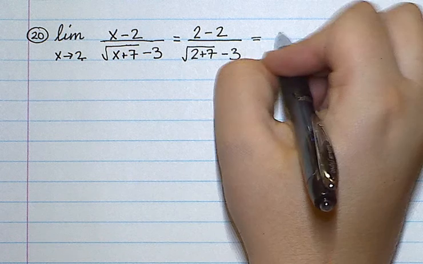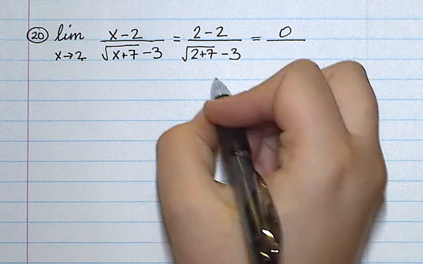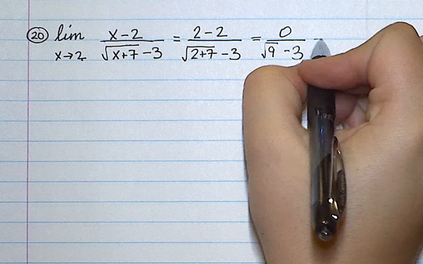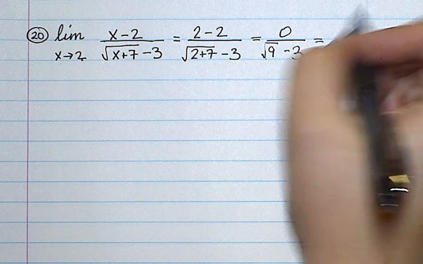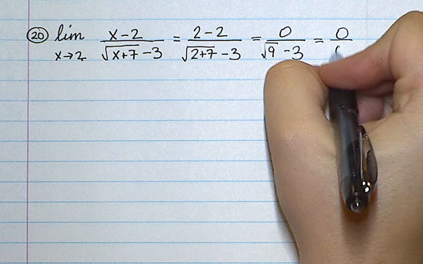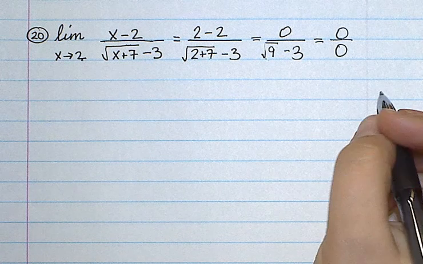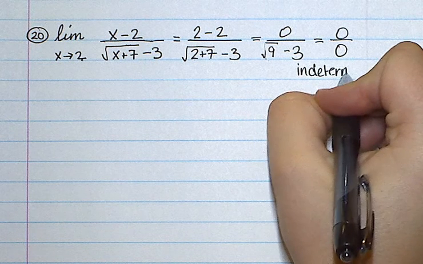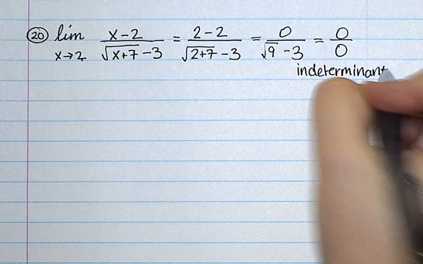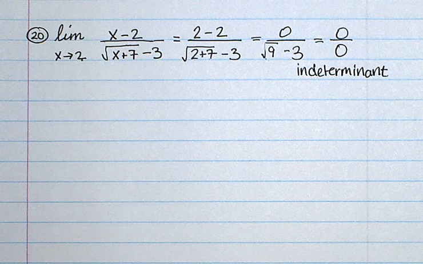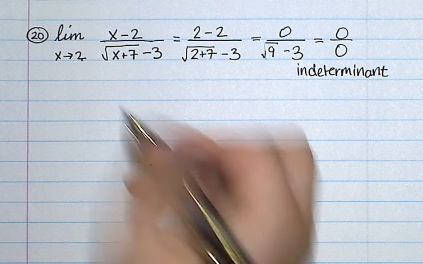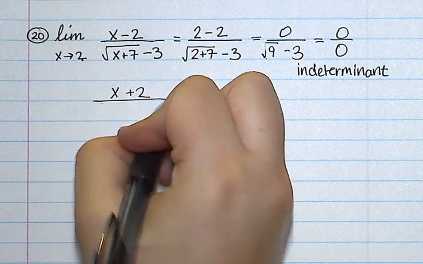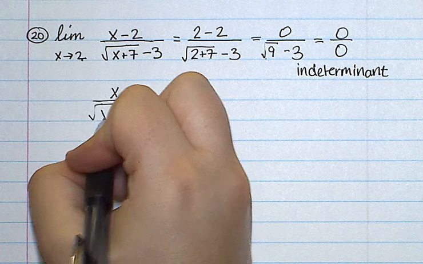2 take away 2 is 0. 2 plus 7 is 9. The square root of 9 is 3. 3 minus 3 is 0. I have 0 over 0, which is indeterminate. That means direct substitution did not work. So what I'm going to do, I'm going to take the original form of the function and try another algebraic method.